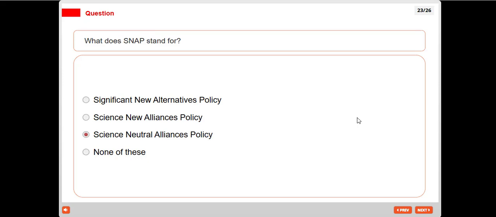What does SNAP stand for? Significant New Alternative Policy.